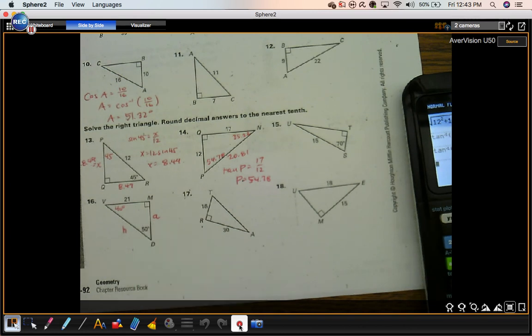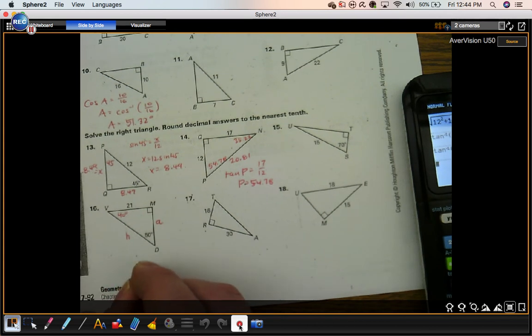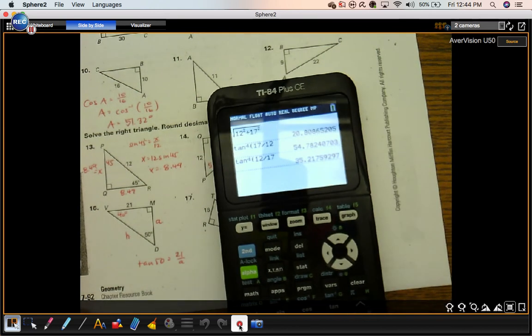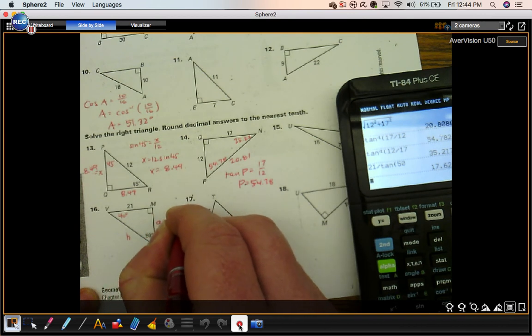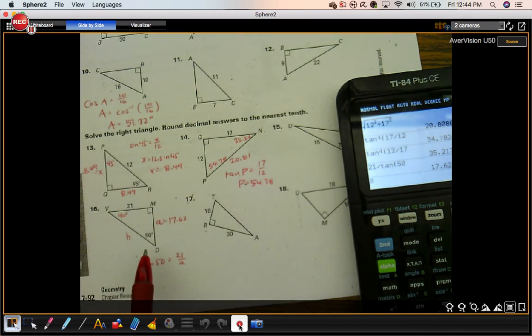So I'll call that the adjacent leg. I have this angle, I have this opposite, I have this adjacent. So I'm going to use tangent. Tangent of 50 equals 21 over lowercase a. Solve for a. You're going to do 21 divided by tangent 50. That gives me 17.62. That makes sense to me. That's the bigger acute angle, so that's got to be the longer leg. That's the shorter leg.